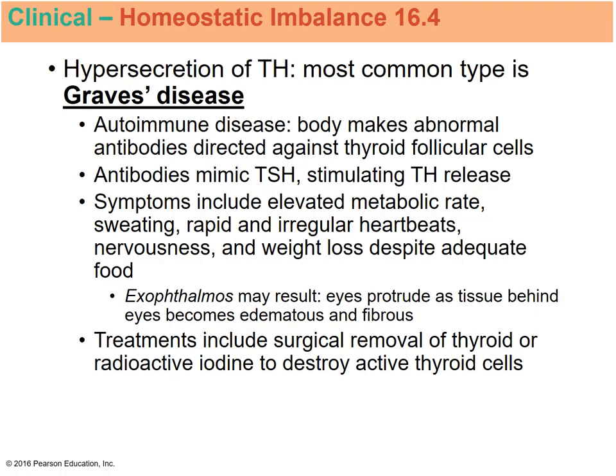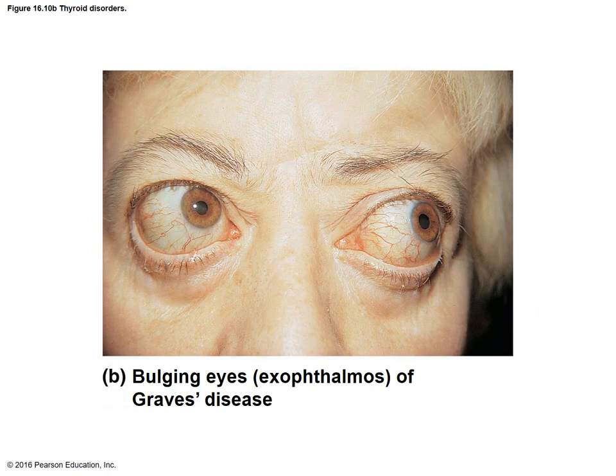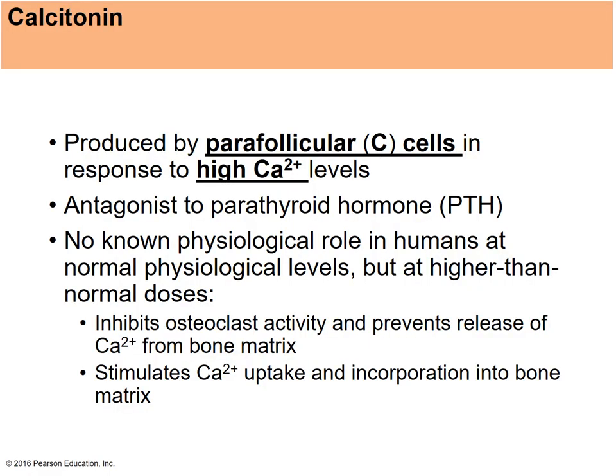What is the treatment for that? Well, you can use radioactive iodine, because iodine attaches to the hormone. It will destroy the cells, or you can just surgically remove the thyroid. Oftentimes a symptom associated with Graves' disease is bulging eyes.